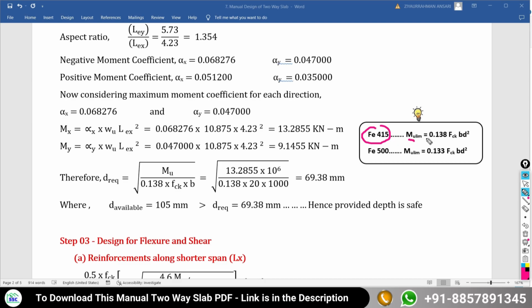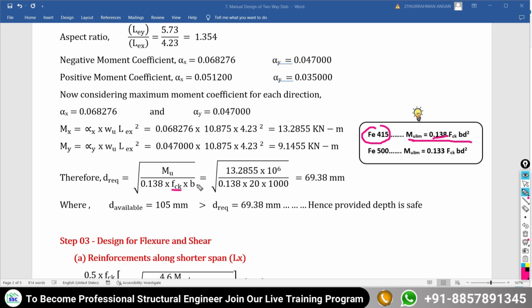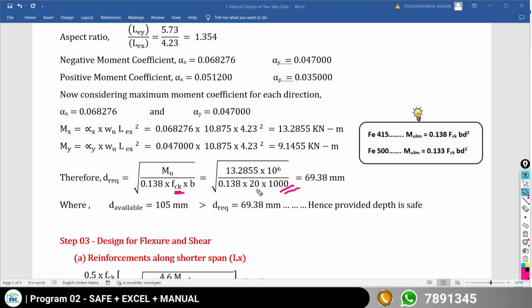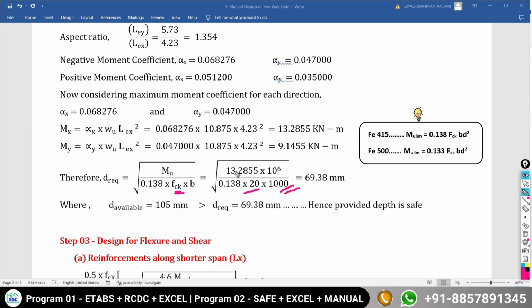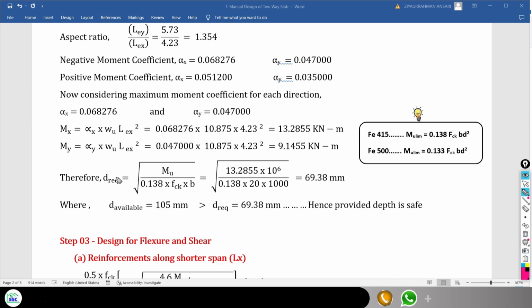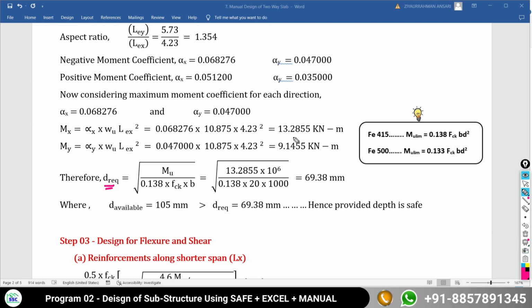If we modify this formula, d required will equal the square root of ultimate moment divided by 0.138 fck b. b is the width of the slab considered in the calculation. So we are going to consider the width of the slab as 1000 mm, that is 1 meter, and the characteristic strength of your concrete is 20, and 0.138. Ultimate moment is 13.2855 into 10 raised to 6.